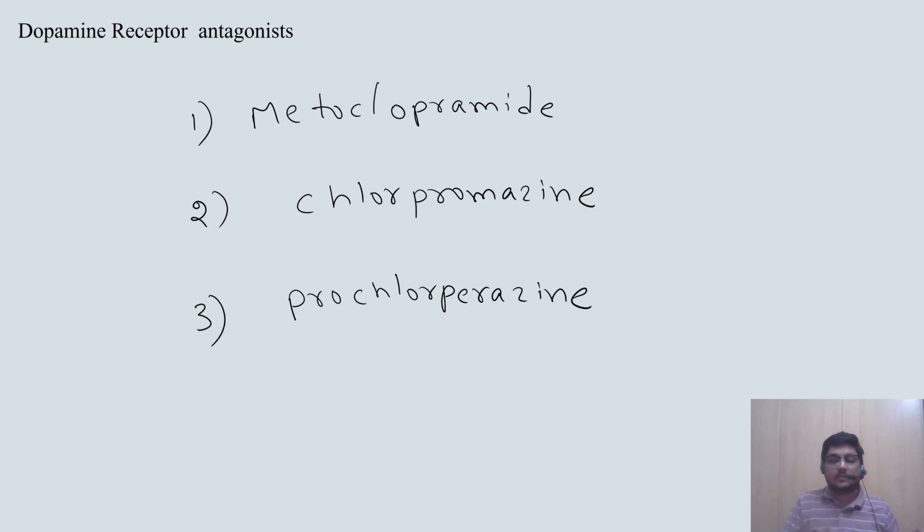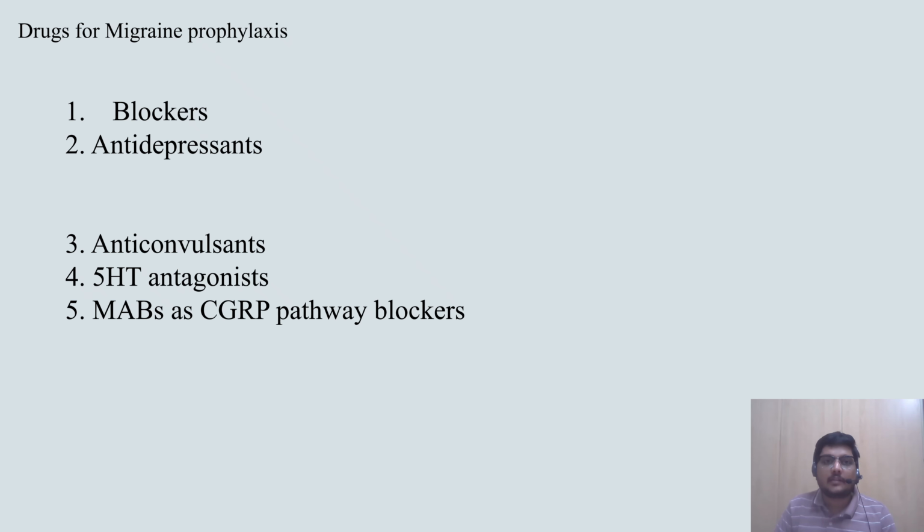Migraine patients know they have recurrent attacks of migraine, right? That's why migraine patients also go for prophylaxis of migraine. That is, there are some groups of drugs which are used for the prophylaxis of migraine. First thing is beta blockers. What are the most common beta blockers? Propranolol and metoprolol.